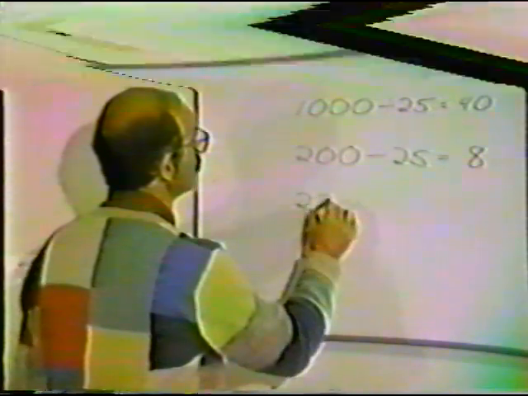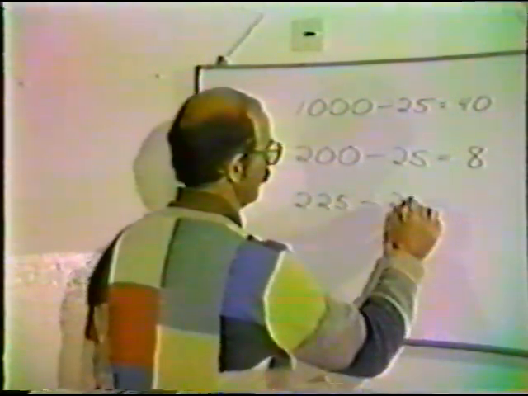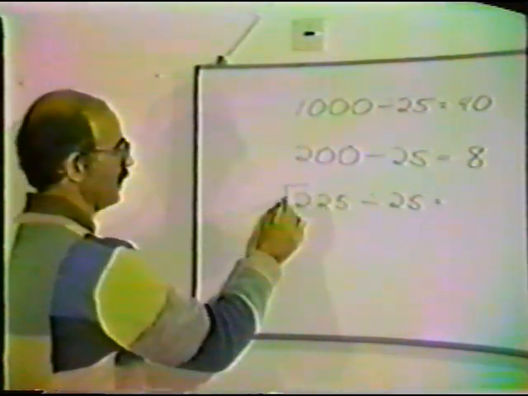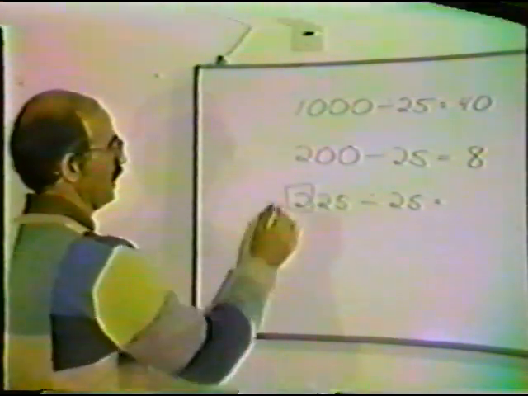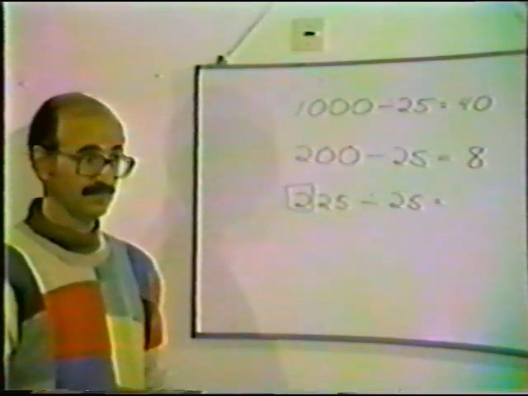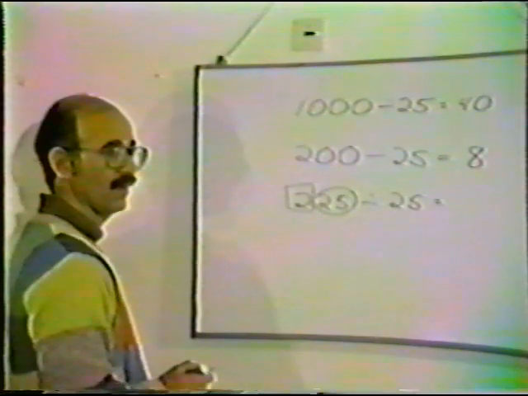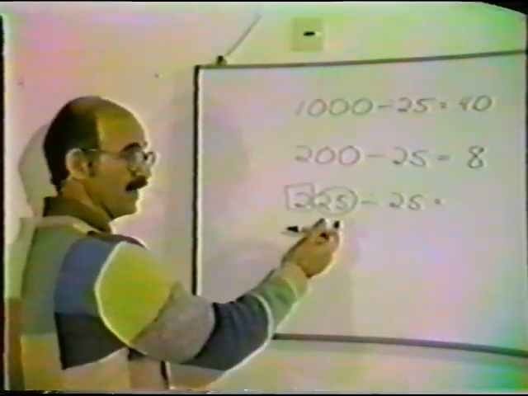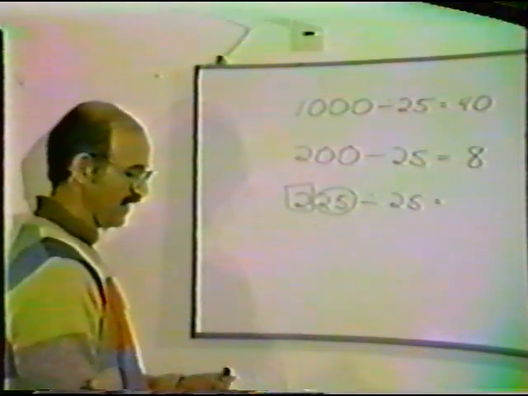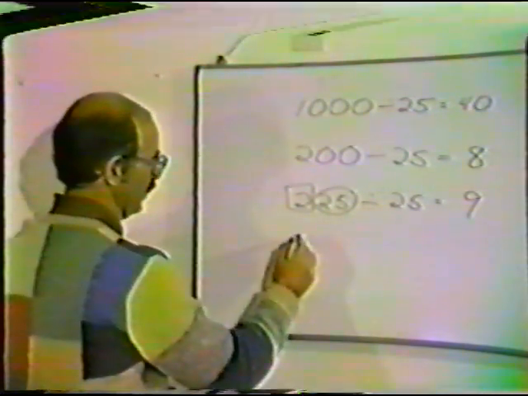How about 225 divided by 25? Well, how many 25s are there in 200? 8. And how many in the 25? 1. 1 in the 25, 8 in the 200. How many altogether? 9. Very good. Now you're catching on.